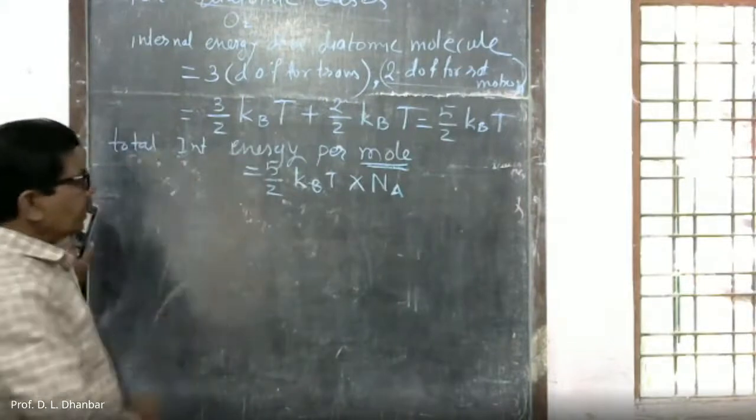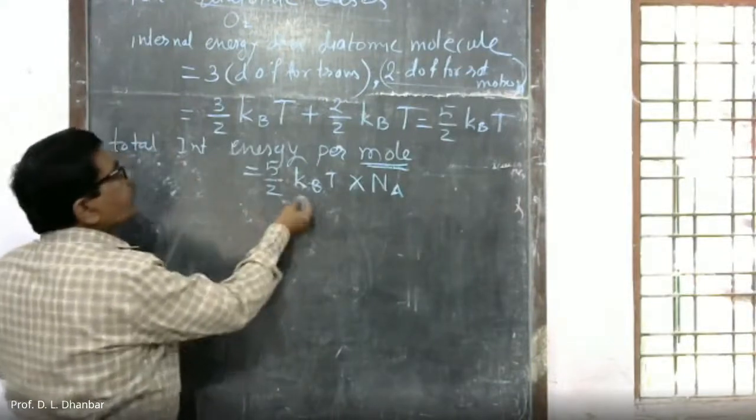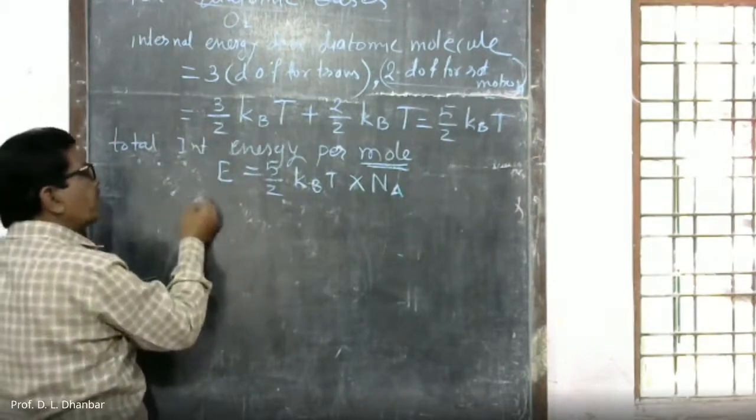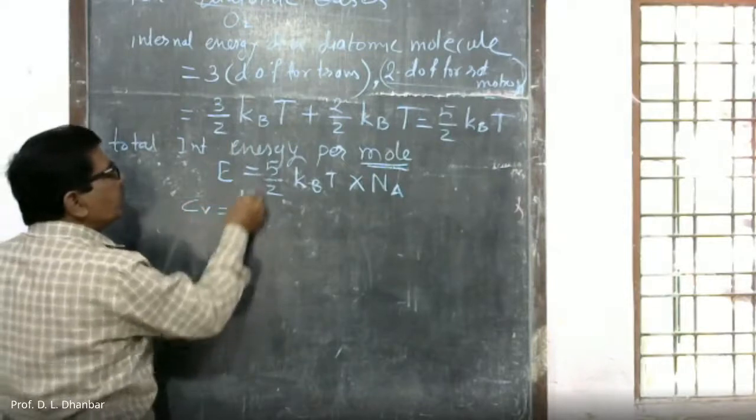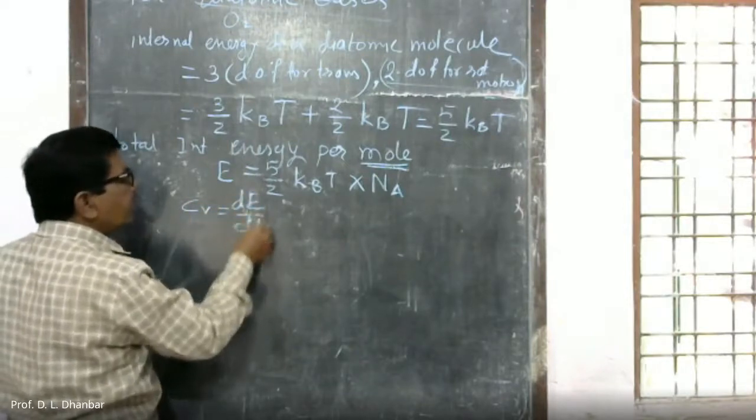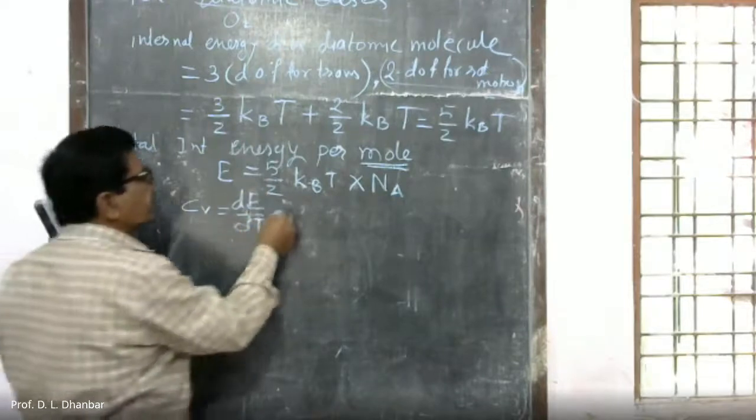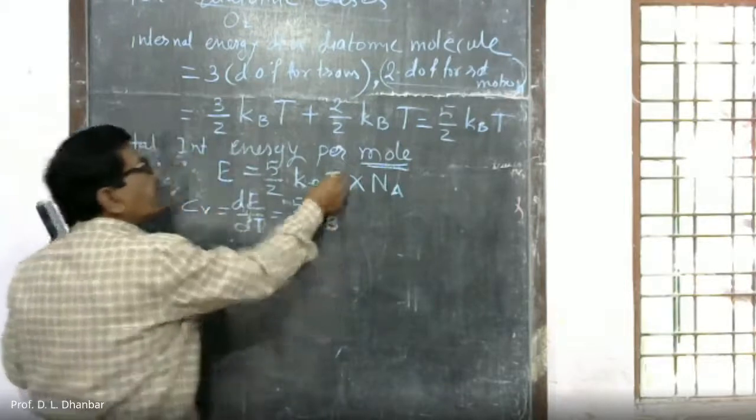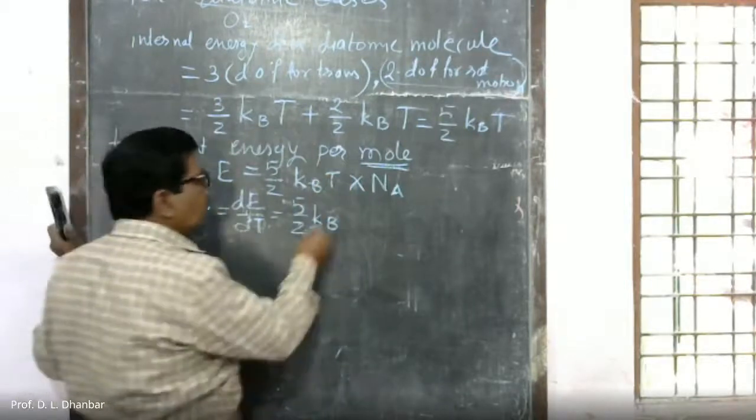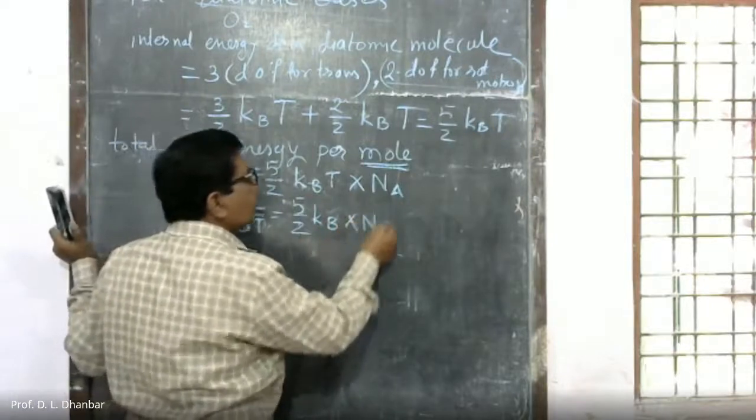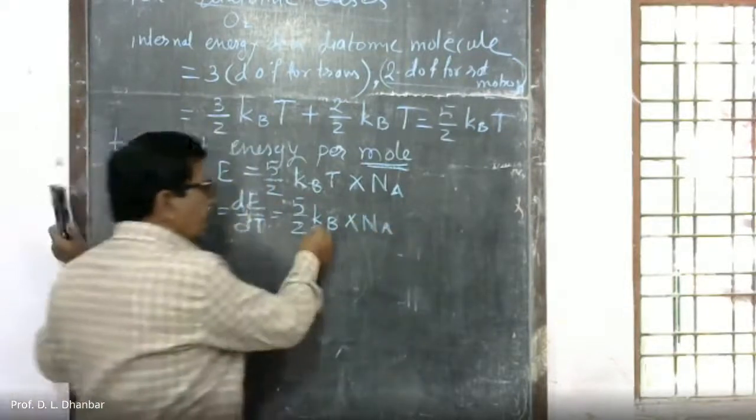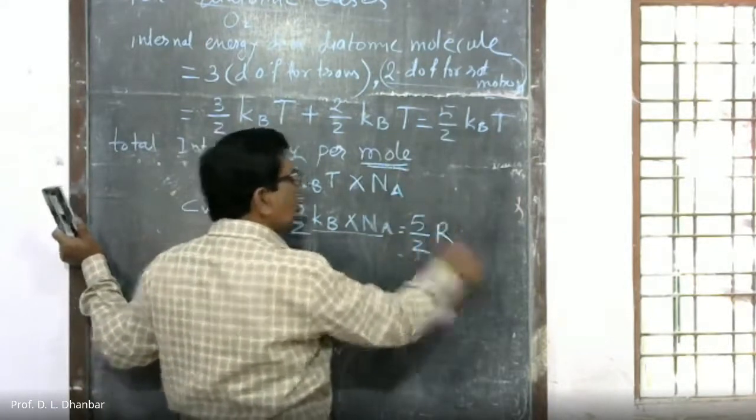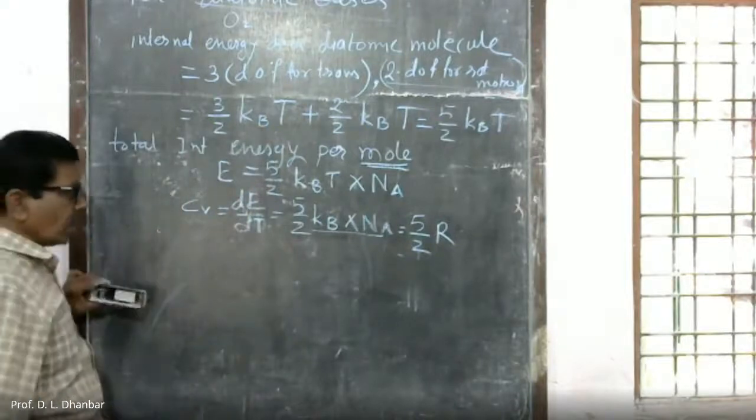So this is total internal energy per mole, which comes out to be E. Again we will find out Cv. Cv is equal to dE by dT, so you have to differentiate this equation. This comes out to be 5 by 2 kB, and the differentiation of T with respect to dT is 1. So kB into Na can be replaced by capital R, just as we had seen earlier: 5 by 2 into R. So Cv is equal to 5 by 2 times R.